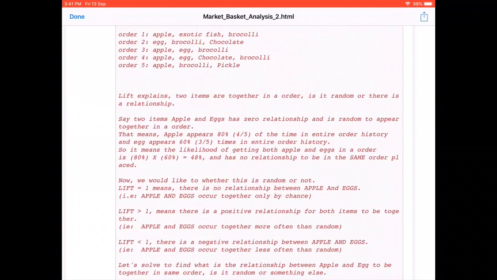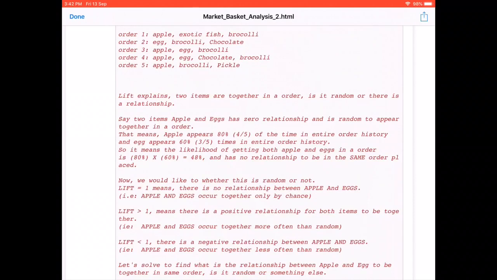So in this order example, say we have two items, apple and eggs, and we believe they have 0 relationship. Like we saw in our probability, what is the likelihood that I'll be picking both apple and egg? I can see that apple was there 4 times in my order out of 5, so 4 by 5 is the probability that I'll be picking apple, and there is a 60% chance that I'll be picking egg because egg was ordered 3 times out of the 5. If I multiply them, I get 48%. That means it is a random chance that apple and eggs are going to be together in an order.